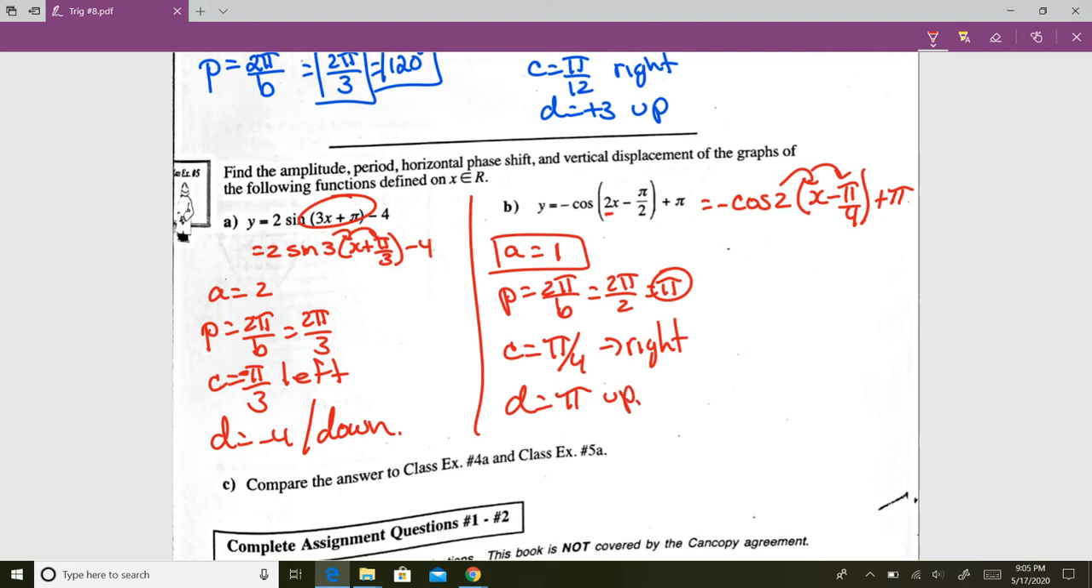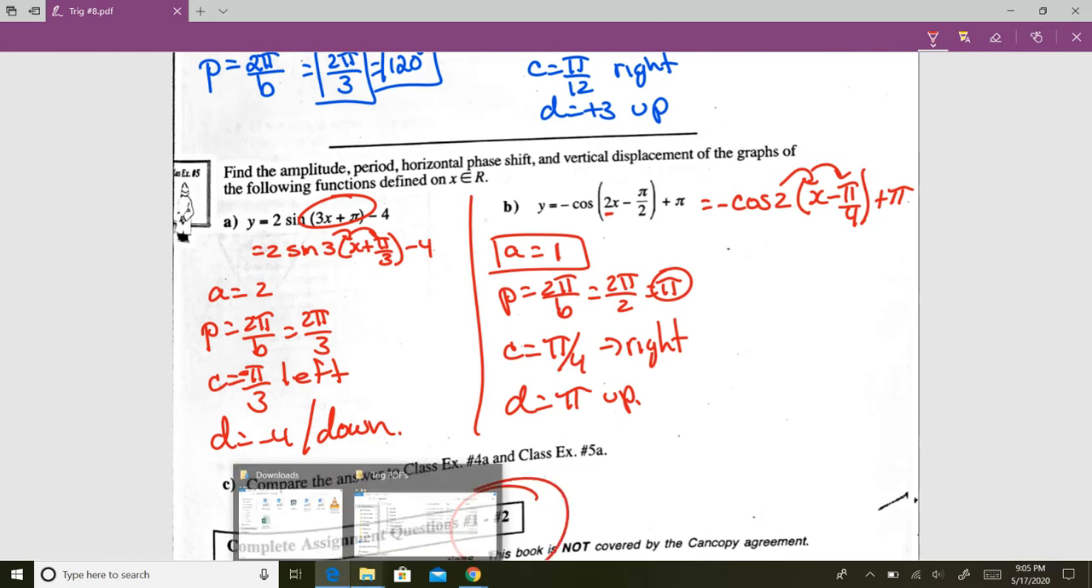Okay, hopefully that wasn't too bad. This bit is just pulling stuff out of the equation. I would like you to do questions 1 and 2. And when you finish those, you can come back for the fun part. Good luck.